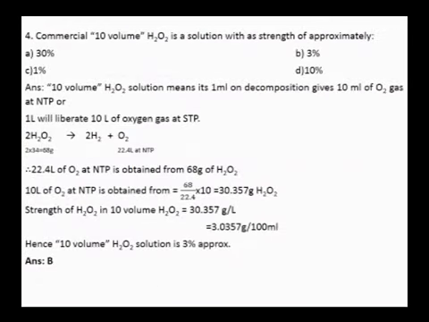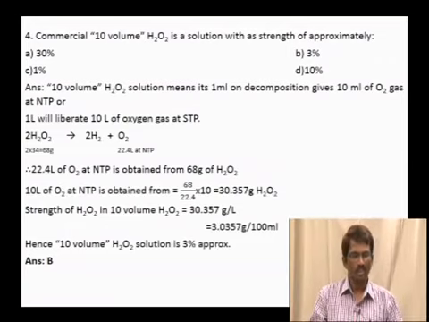So the fourth one: commercial 10 volume of H2O2 is a solution with strength of approximately 30%, 3%, 1% or 10%. Normally the strength of hydrogen peroxide is expressed in terms of volume of oxygen liberated by 1 ml of hydrogen peroxide solution at STP. If I say 10 volume of H2O2 solution, it means 1 ml of this sample of H2O2 on decomposition gives 10 ml of oxygen gas at NTP, or 1 liter of the sample solution will liberate 10 liters of oxygen gas at STP.